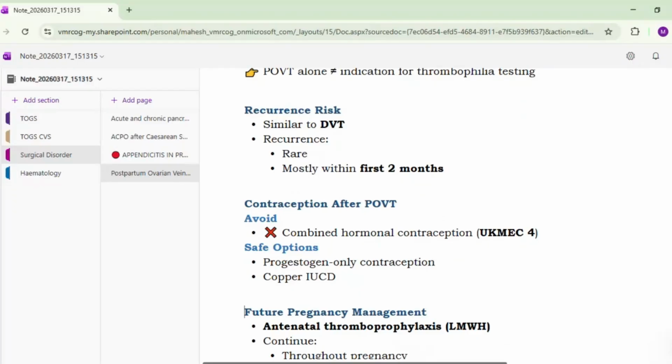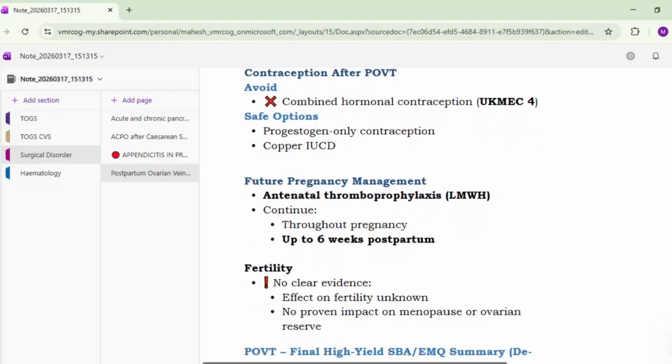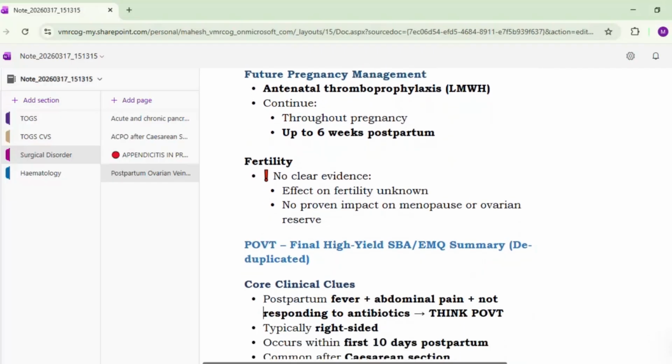What is the contraception after POVT? Avoid combined hormonal contraception. They are UK MEC 4. Safe options will be progesterone only contraception and copper IUD. This can be asked in the SBA. Future pregnancy management: antenatal thromboprophylaxis will be required. It will be given throughout the pregnancy and up to 6 weeks postpartum. Fertility: there is no clear evidence.